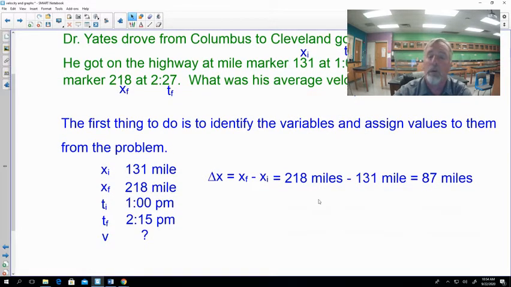Okay. Well, let's do a similar thing for time. We need to find delta T, or the change in T. That's defined as time final minus time initial.